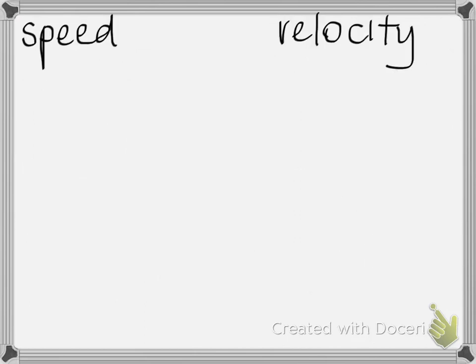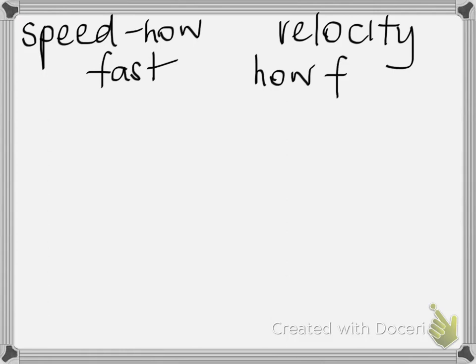Okay, so now we're going to look at the difference between speed and velocity. So speed is how fast. It's basically how fast you're going. Velocity is the same thing as speed, but we're looking at how fast you go in a particular direction.